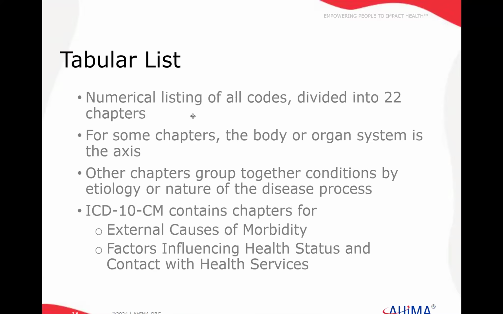The tabular list lists all codes and it's divided into 22 chapters. For some chapters, the body or organ system is the axis. Other chapters group conditions together by the etiology, or in other words, the nature of the disease process. We also have chapters for external causes of morbidity and factors influencing health status in contact with health services. In other words, the Z codes that we'll get into later this week.